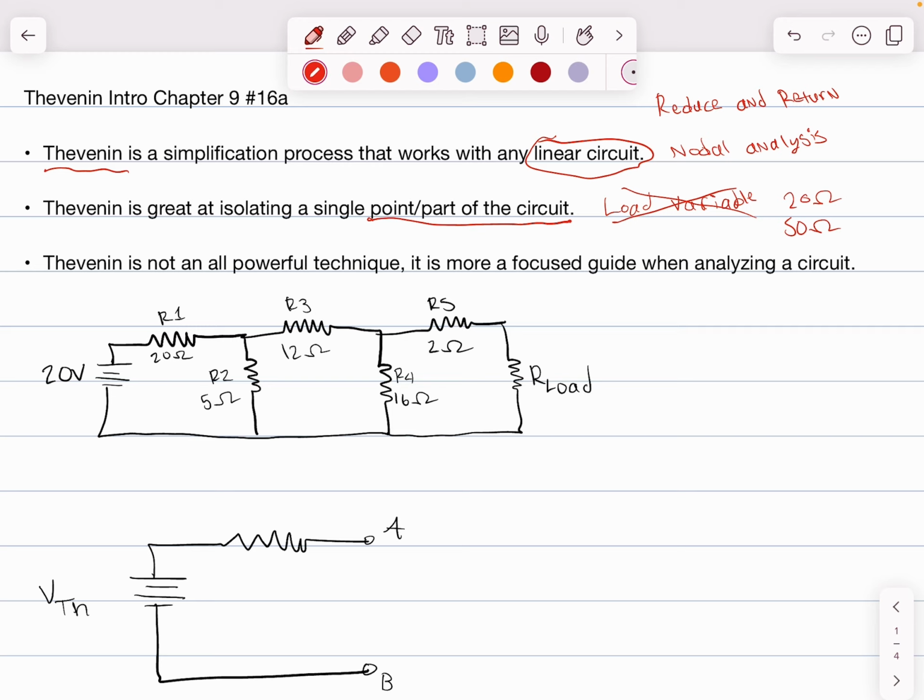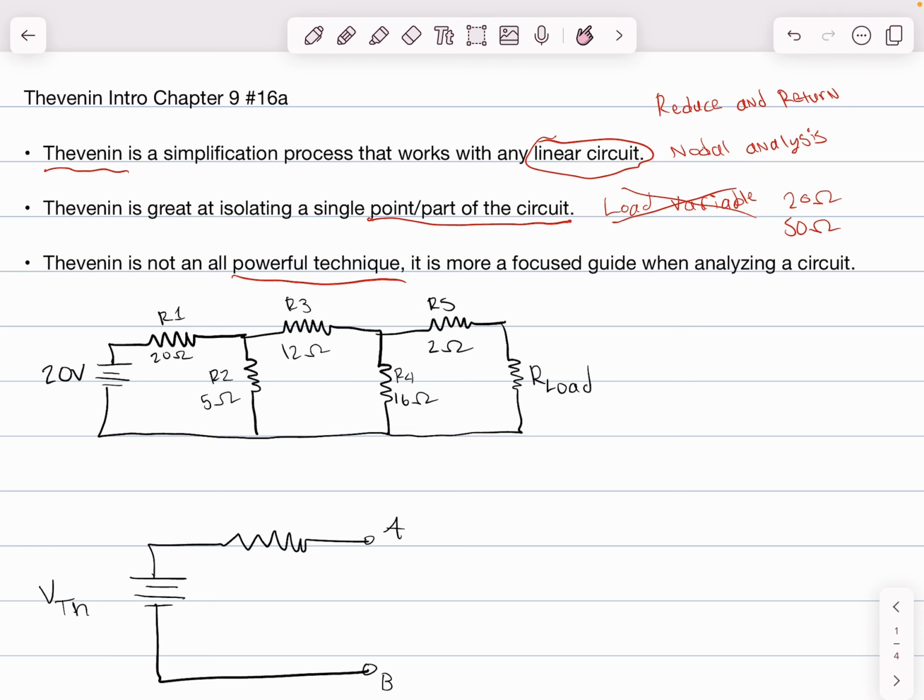Before we go too deep into the solving process of Thevenin, one important thing to know is that it is not an all-powerful technique. It is not a one-and-done technique. When I start my Thevenin process, I still have to think about all those analysis skills that I learned in the past, about looking at open circuits, short circuits, or even nodal analysis, voltage divider, or anything like that to get to the final values I want to find.